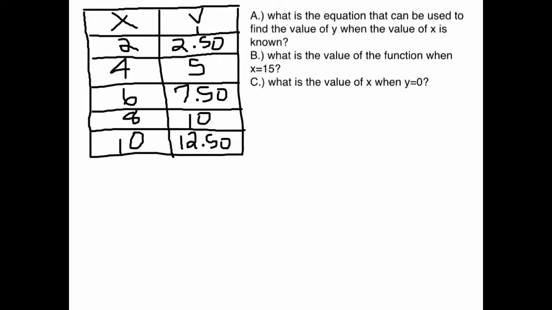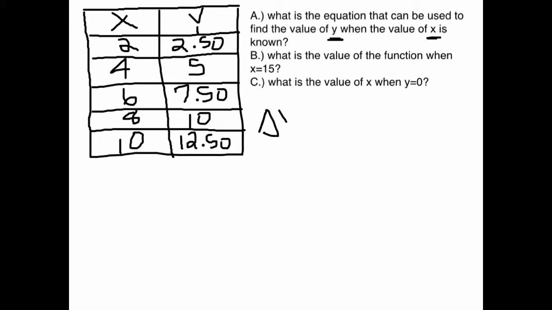Alright, so let's go ahead and look at this table. This is just a basic XY table where our values are increasing at a constant rate. So question A is asking us, what is the equation that can be used to find the value of y when the value of x is known? What that question is asking you to do is just write an equation for this table, because if I have my equation, I can find the value of y if I'm already given values of x. All it's asking you to do is write a basic equation. So let's go ahead and do that.